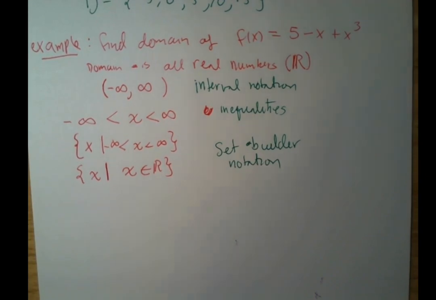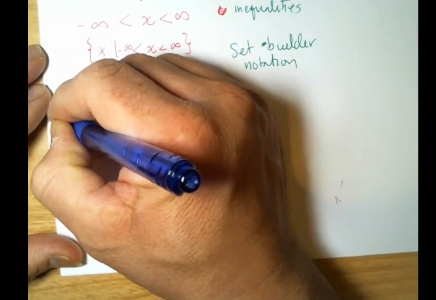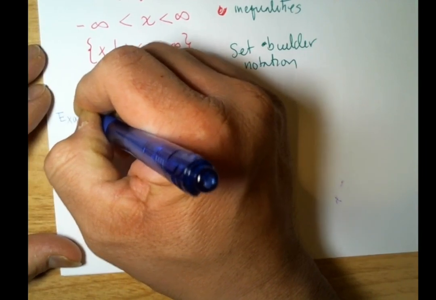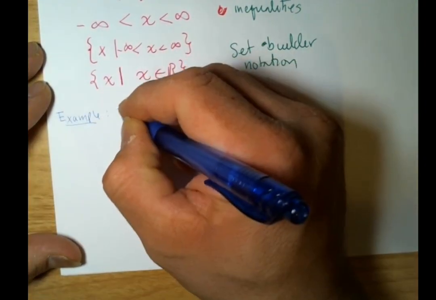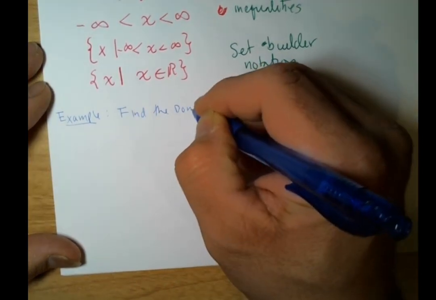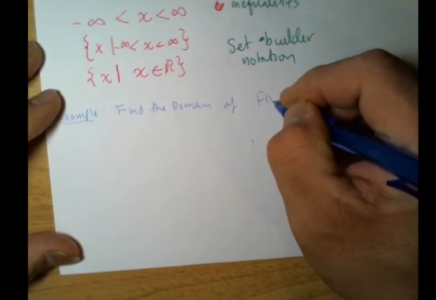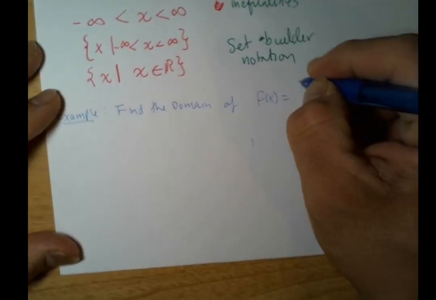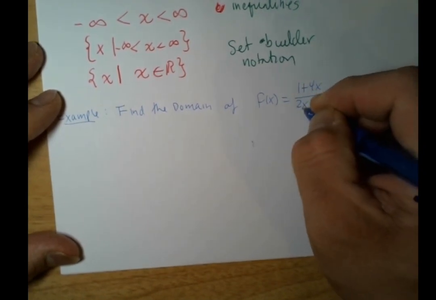Okay. So now let's take a look at another example here. Let's say I want to find the domain of f of x equals 1 plus 4x over 2x minus 1.